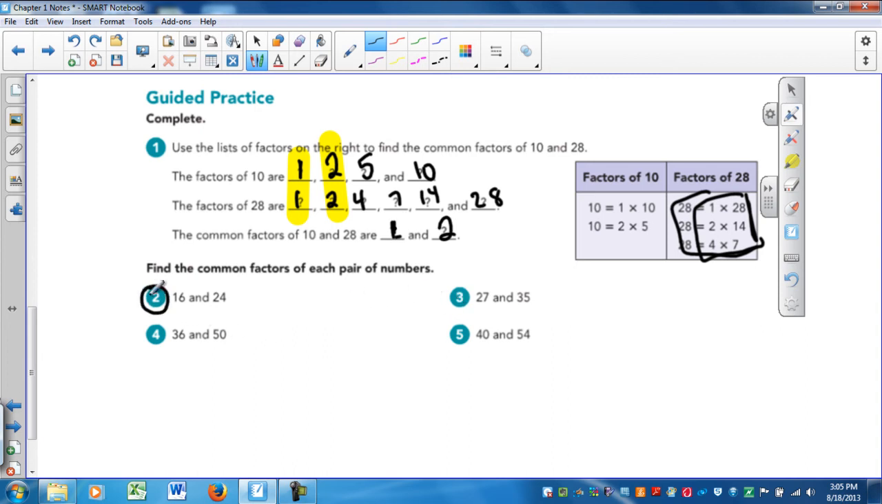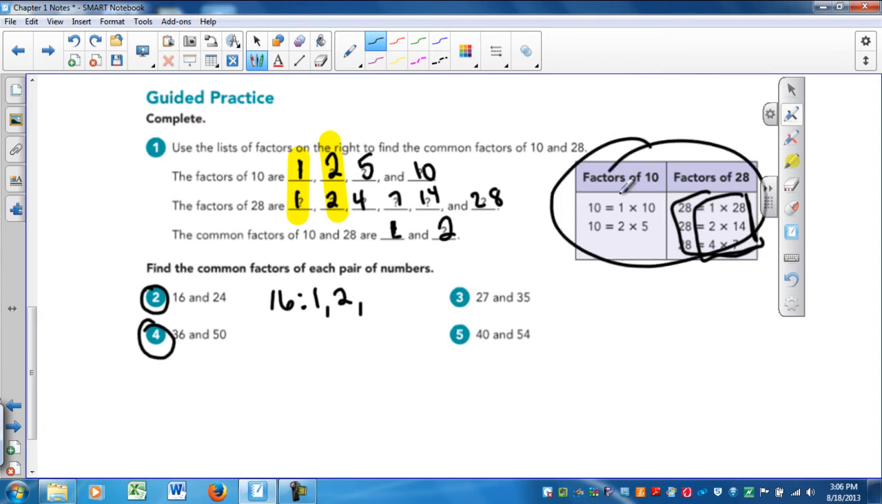Okay? I would like you guys to pause the video and do number 2 and number 4. Okay? So, number 2 would look like this. 16. The factors of 16. I know that 1's a factor. I know that 2's a factor because it's even. 3 is not a factor.